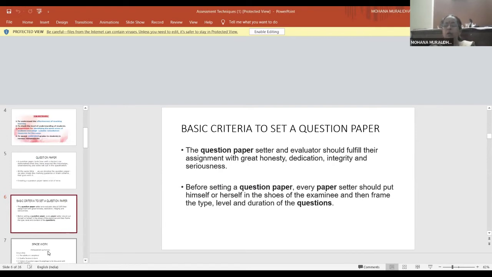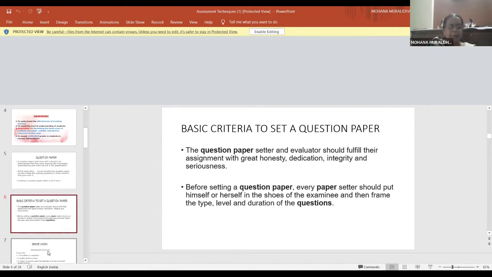So we need to know certain things in our mind when we set a paper. What is that basic thing that we need to know when we set a paper? A question paper setter or an evaluator, you can say, should fulfill their assignments with great honesty, dedication, integrity. நம்ம கச்சா மச்சான்னு நம்ம பேப்பரை செட் பண்ணவே முடியாது. Our paper should be really of standard-ஆ இருக்கணும். Otherwise, I told you that there will be a huge comment from everywhere.